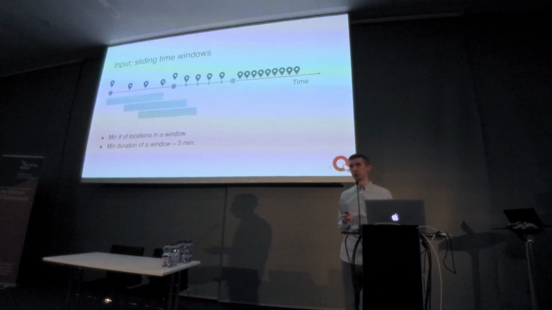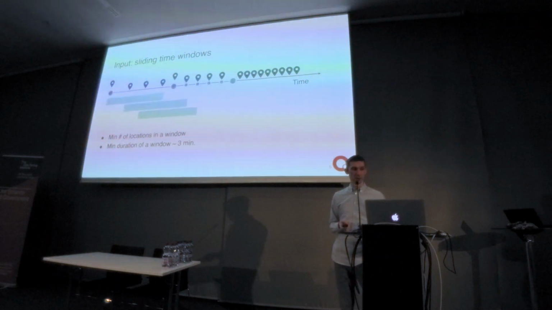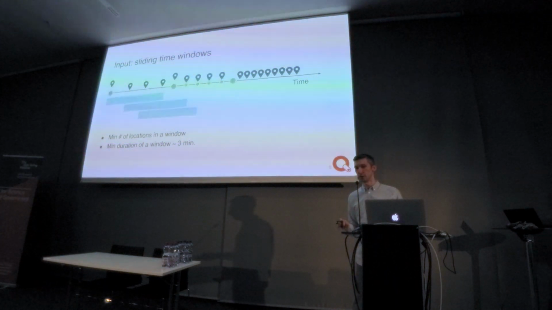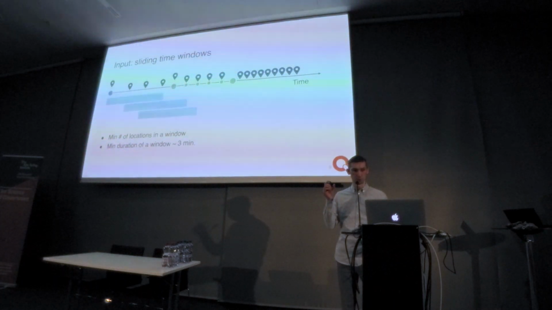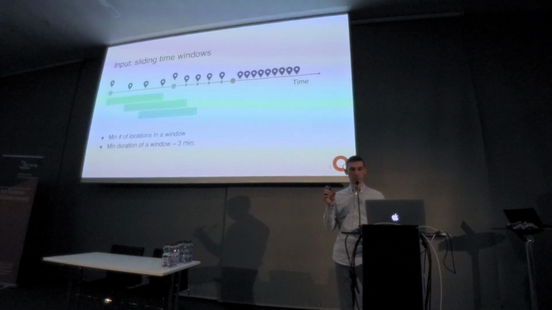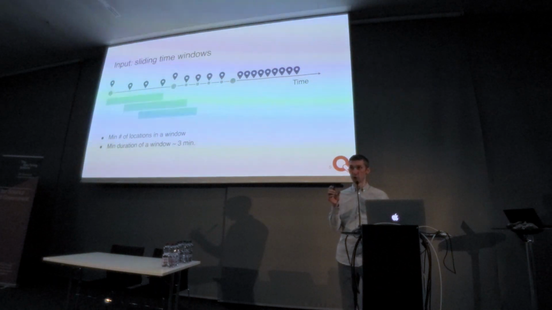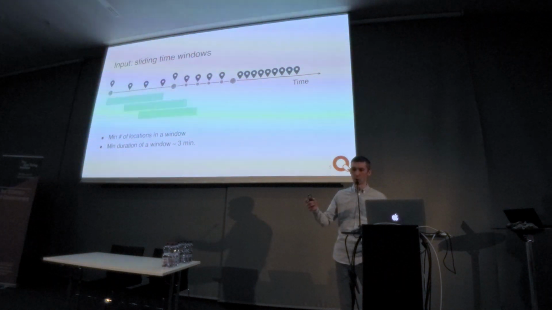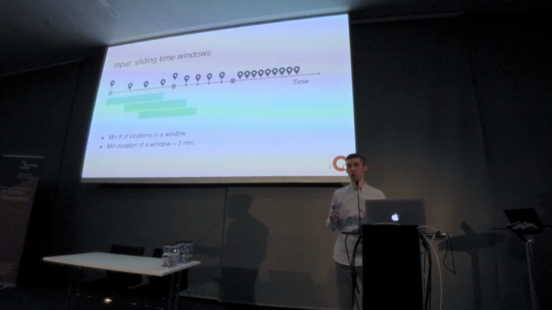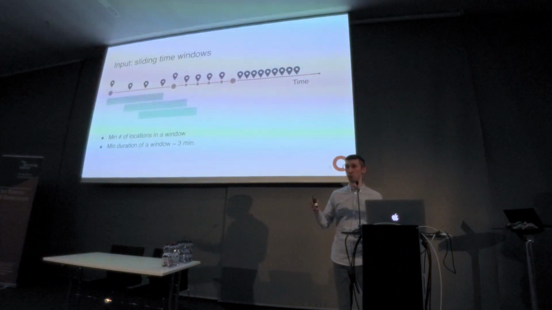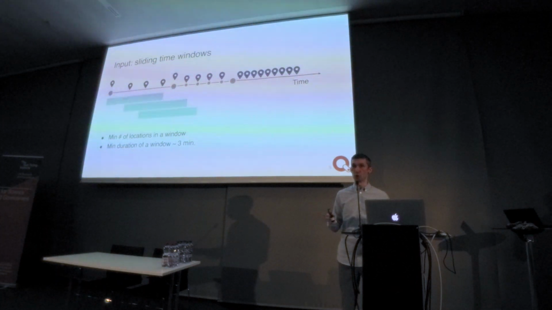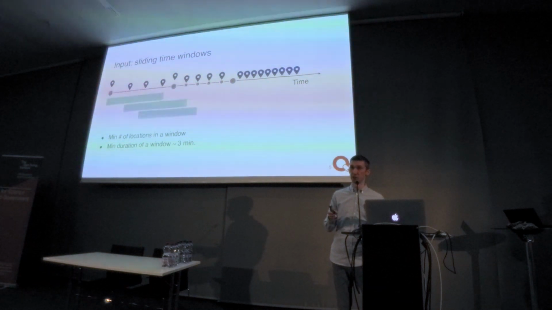The two important parameters to look after here are the minimum number of locations in the window and the minimum duration of the window. Why is this important? Because when you change the transport mode, this duration can be different. It usually happens when you get out of the train, but you also want to capture a lot of information from your window, because if you don't have enough locations or other sensor data in the window, your model will not be predictive enough for this window.